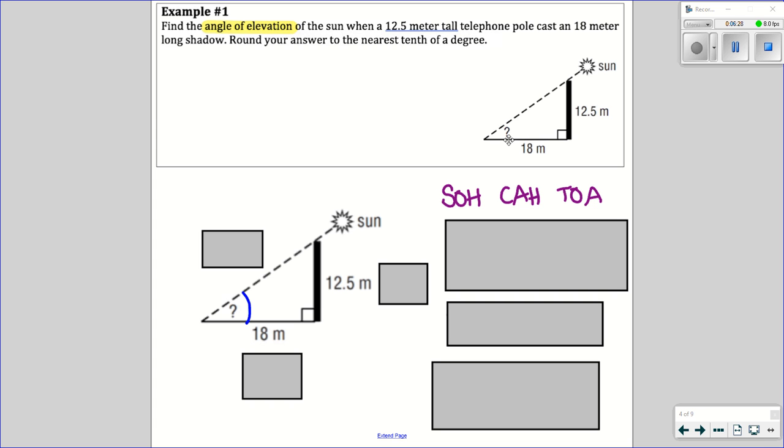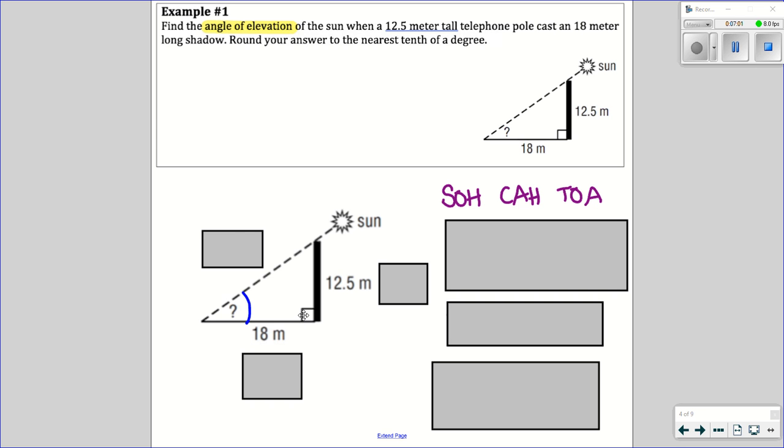There's a lot of things that we need to know. We need to know what the sides are, how we are going to label them, what ratio we're going to use, and then if we're going to use the inverse function or the regular function. Since we're looking for an angle, we're going to be using the inverse function because what's given is two sides, and then we need to find which ratio we're going to use in order to find that missing angle. The first thing we need to do is figure out the label for the sides.